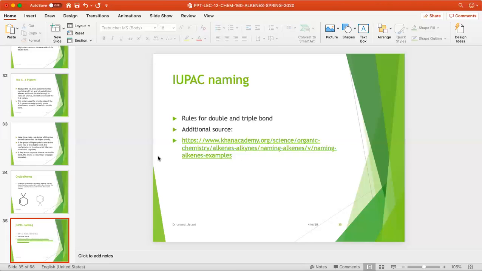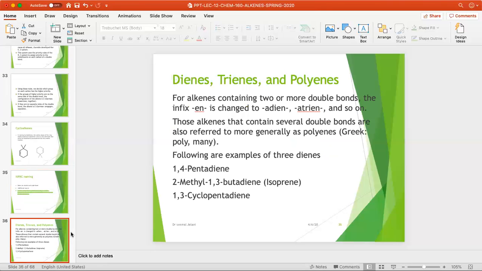For the double bond and triple bond, the sound of the compound name changes. If a double bond is present we use ene, and if a triple bond is present we use yne. And remember that for cycloalkenes, the carbons in the double bond are always numbered as positions 1 and 2. So this is all about the IUPAC system.